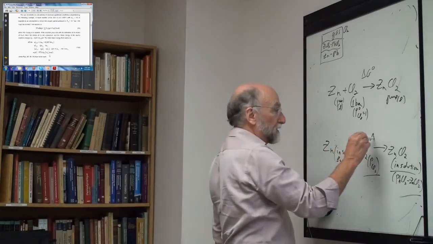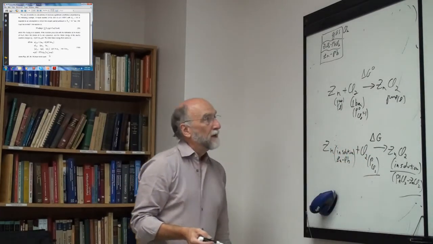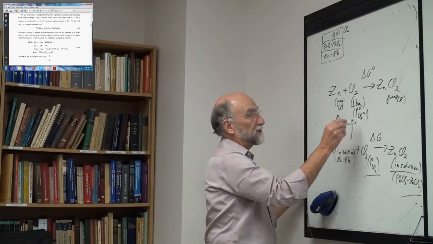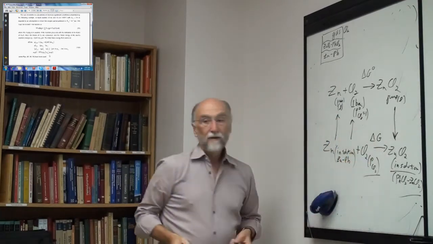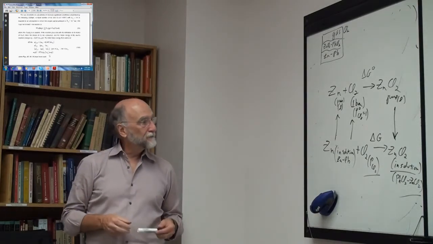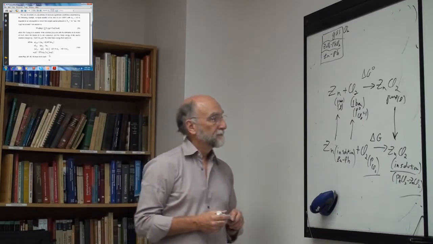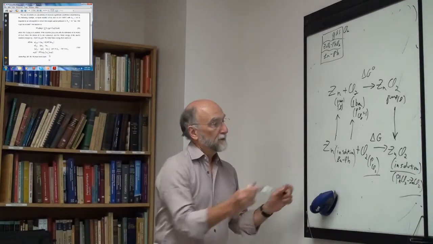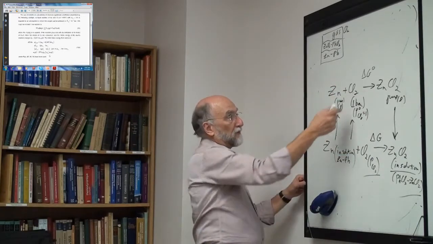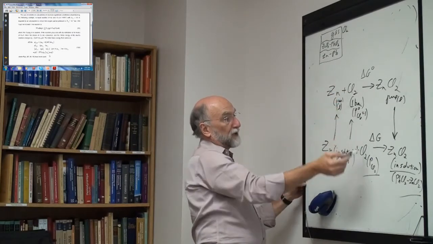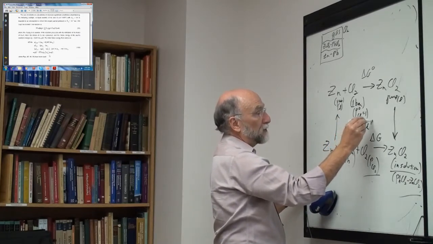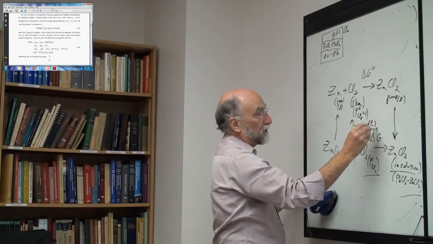And this is delta G. And so delta G is delta G naught plus this delta G plus this delta G plus this delta G. Okay, we've already done this. This is changing the chlorine pressure from P to P0. So here your delta G is RT log P over P0 of chlorine.